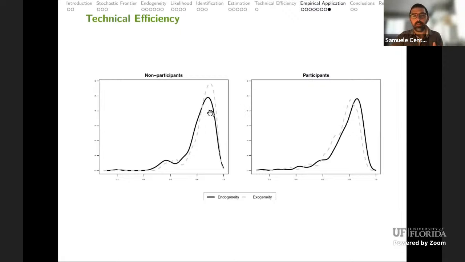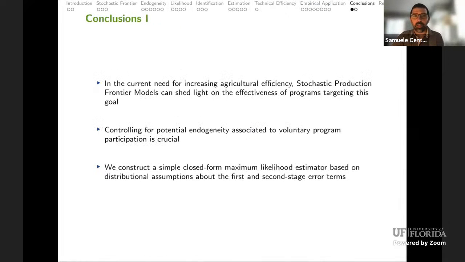It looks like the exogenous model gives slightly higher inefficiency to non-participants, but then the role of the two densities flips in the endogenous model. So the endogenous model says that participants are slightly more efficient than non-participants compared to the exogenous model. I think I can probably stop here if there are any questions.